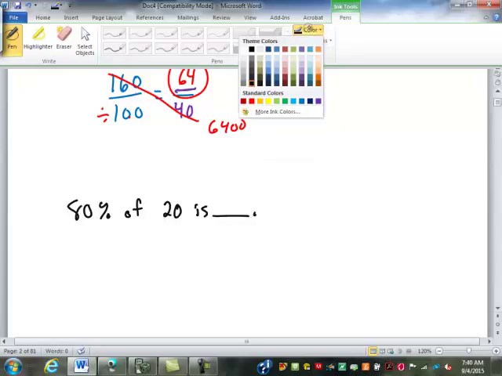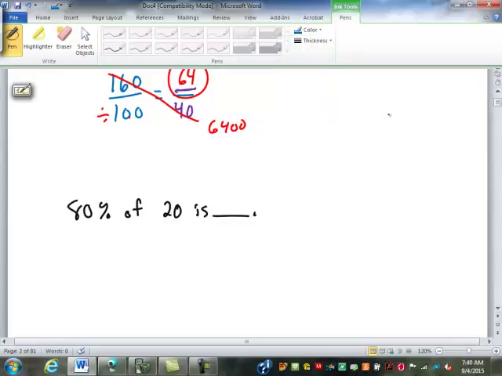So on this one, 80% of 20 is blank. So we still have the percent. 80% is 80 out of 100. Now we have the 20 and we have the missing number still. Which one goes where? Which one goes on top? Well, this is of 20, right? So think of that as out of 20. That implies that one goes on bottom.